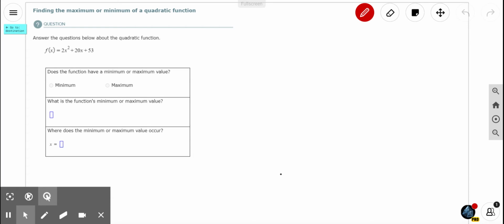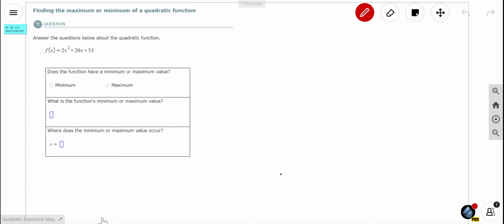Okay, let's take a look at this. It says answer the questions below about the quadratic function, finding a max or min. Really what you need to ask yourself is, is this cup up or cup down? A is positive, and since A is positive, we know that it goes cup up, which means it's not going to have a maximum, but rather a minimum. It's going to have a lower end.